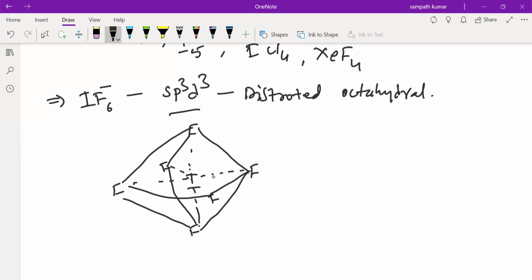Like this also there. 1, 2, 3, 4, 5, 6. This also has 6 fluorides. On here, a lone pair of electrons is there. A lone pair of electrons is also there. A lone pair of electrons is also present. This is also a very important topic, Nana.